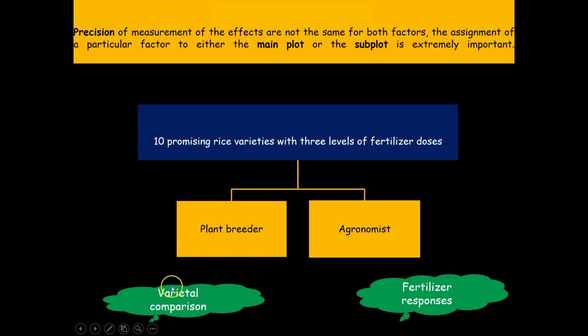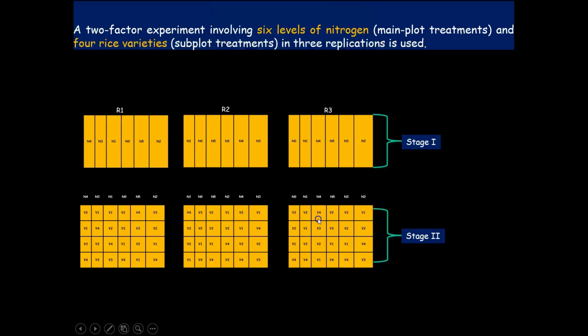So the plant breeder will use the varieties as the subplot factor, and he will test them with greater precision. But the agronomist will treat the 3 fertilizer levels, or the 3 fertilizer doses, as the subplot, and he will evaluate them as the subplot factor, because fertilizer response is of prime importance for an agronomist, and varietal comparison is of prime importance for a plant breeder.